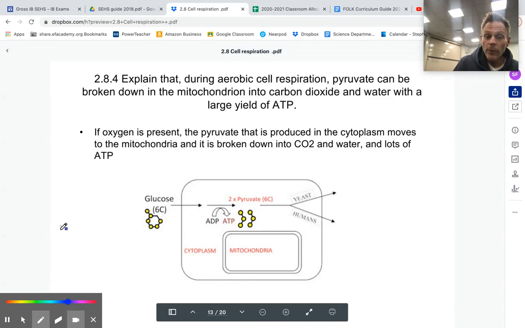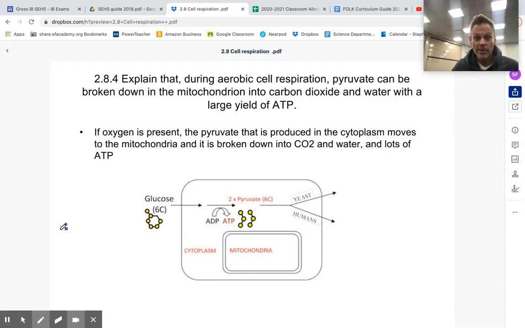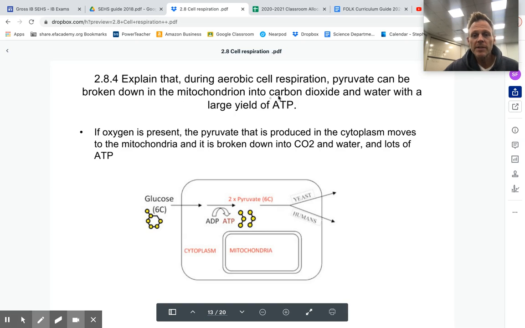Okay, 2.84, we are going to see what happens when there is oxygen. So in 2.84, it says, explain the process of aerobic cell respiration. And when we do, we talk about how the pyruvate is going to be broken down in the mitochondria. So the pyruvate is going to actually enter the mitochondria. And we have a couple of different waste products, carbon dioxide and water. And we end up with a large yield, or a lot of, ATP. That's pretty much it.